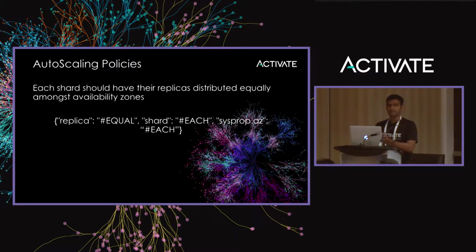So what I'm going to say is replica equal, spread all replicas out equally. So it's replica colon equal for each shard where sysprop.az, that's the parameter I set to east or west when I started my instances. I'm going to say spread them out across both availability zones for every operation.